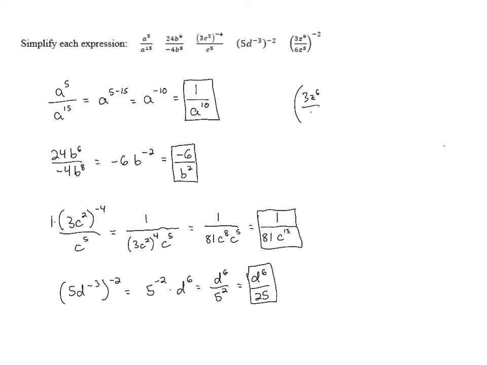3z to the 6th over 6z cubed, all to the negative 2nd. Now, we could distribute that negative exponent to the top and the bottom. We could also use it to flip everything and make it positive. But before we do anything else, I think the best move is to simplify the fraction inside the parentheses. If we do that, 3/6 becomes 1/2. And then z to the 6th over z cubed becomes z cubed. We can write this a little bit more succinctly as z cubed over 2, all to the negative 2nd power.